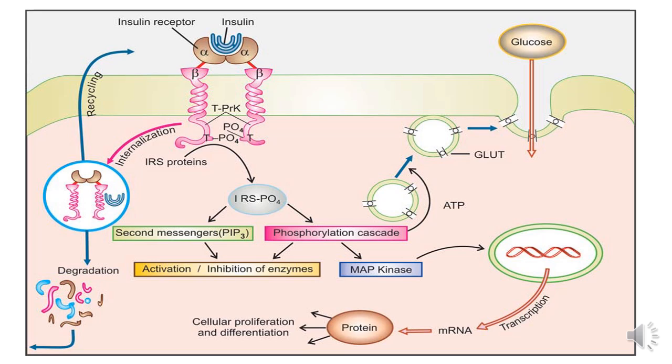Insulin is also responsible for translocation of GLUT glycoproteins from the cytoplasm to the cell membrane, and this happens through the mediation of several molecules which we call second messengers. Then insulin is also responsible for regulation of the expression of various carriers and enzymes, and finally insulin is responsible for cellular proliferation and differentiation as a late action of insulin.